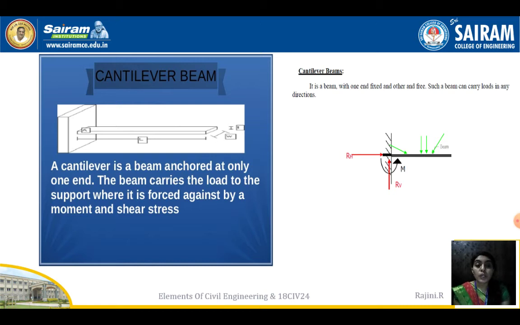Now we will talk about the reactions in the cantilever beam, right? In the cantilever beam, as I told, only one support is there, and one end is free. So what happens in the fixed support? How many reactions do we have? Three. One is horizontal, one is vertical, one is moment. At the other end it is a free end, so no reactions. Overall, total reactions in the cantilever beam is 3, right?